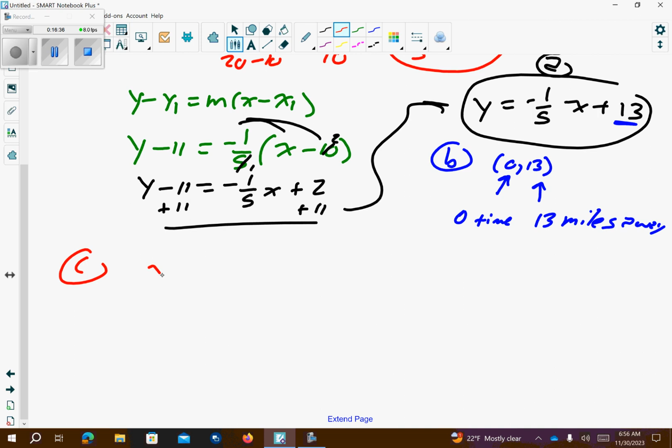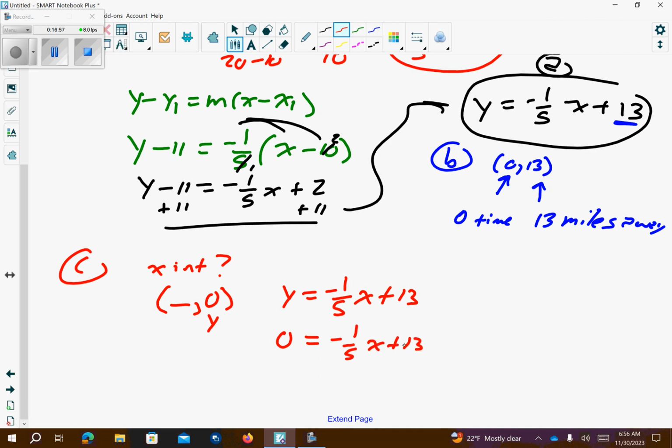So the x-intercept would have been blank comma 0. So that's a y value. So let's take our equation, y equals negative 1/5 x plus 13. And we're going to put a 0 in for the y. And let's go ahead and solve it.